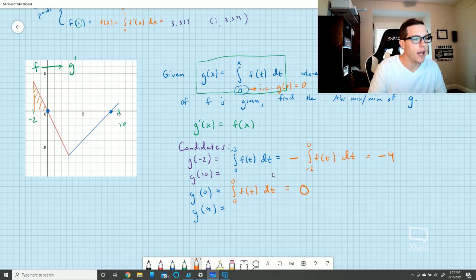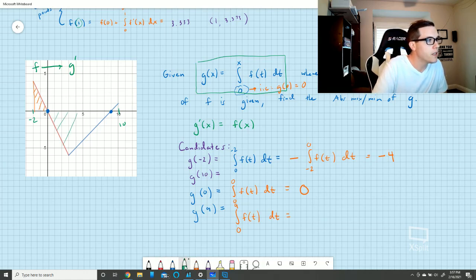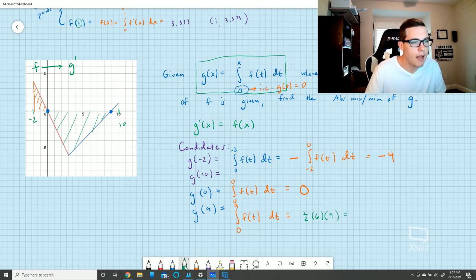All right, let's find g of 9. G of 9, same thing. We don't have to worry about the initial condition. It's kind of built in. 0 to 9, f of t, dt, which looks like if I want to find the area from 0 to 9, is all of this. The bounds are in the correct order. It's a triangle. The height of the triangle is 6. It's 1/2 times 6 times the base, which is 9. 6 times 9 is 54. Half of that is 27, but it's below the x-axis, so I'll make it negative. That is actually negative area.